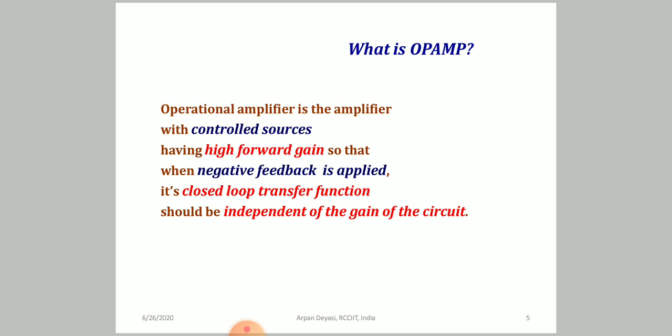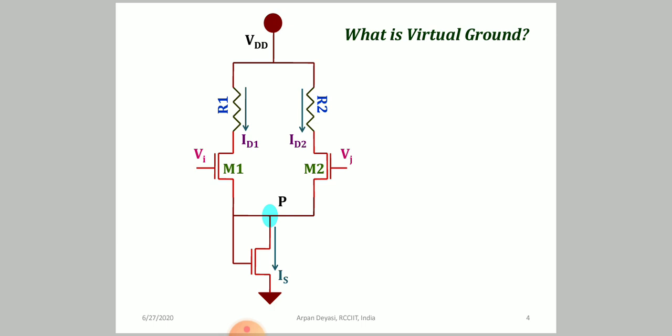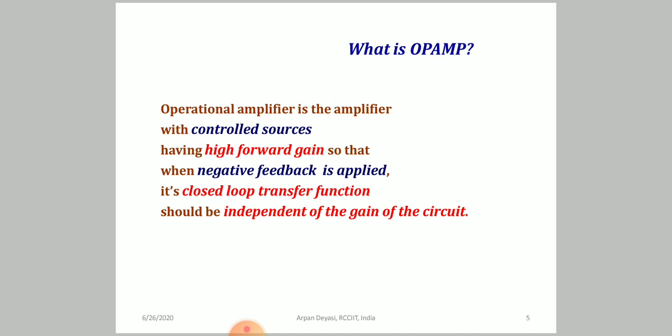by the input voltages. So that's why it's a voltage controlled voltage source, and that means you have controlled sources. So the controlled sources are the input, the gate bias of M1 and M2 as per the circuit I have drawn already. So these control sources are very important, which gives you a high forward gain under the consideration of application of negative feedback, and the transfer function, which is obviously the closed loop transfer function, should be independent of the gain of the circuit. And that becomes the definition of OPAMP from the basic analysis of the virtual ground.